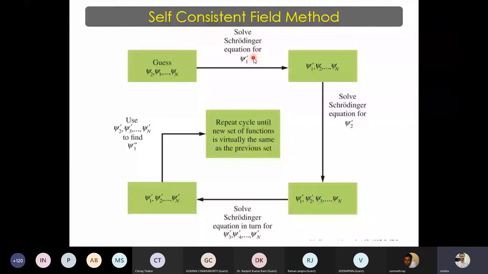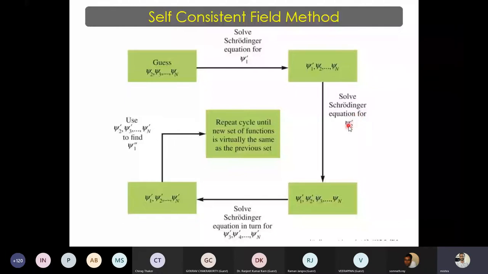Now, this way I solved only for one electron, but I can repeat this process. I can take this solution psi 1 prime, put that in my guess list, and then solve for psi 2. I get a psi 2 prime because, again, I'm not solving an n electron problem, I'm solving a one electron problem. Here it happens that the electron is electron number two. So I repeat this procedure.